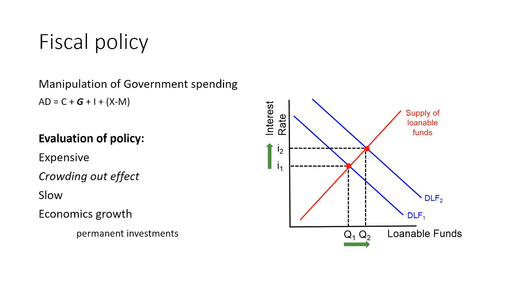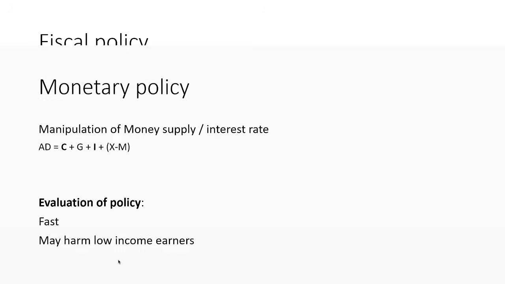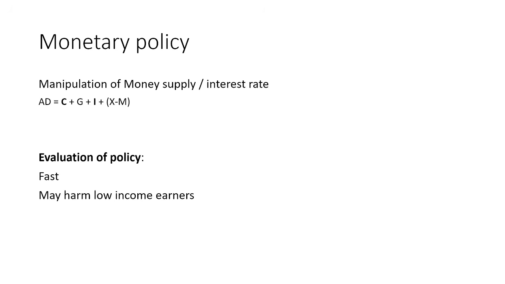They are slow. Governments are known for being slow. But a good thing is that it may cause economic growth, because they might do permanent investments in, for example, roads and infrastructure. Then there are monetary policies. This is manipulation of the money supply and interest rates.